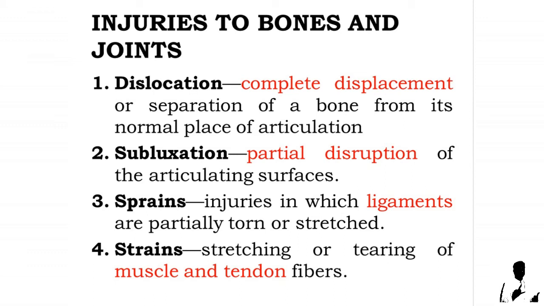2. Subluxation, a partial disruption of the articulating surfaces. 3. Sprains, injuries in which ligaments are partially torn or stretched. These types of injuries are usually caused by a twisting of a joint beyond its normal range of motion. And 4. Strains, a stretching or tearing of muscle and tendon fibers, usually caused by overexertion or overextension.